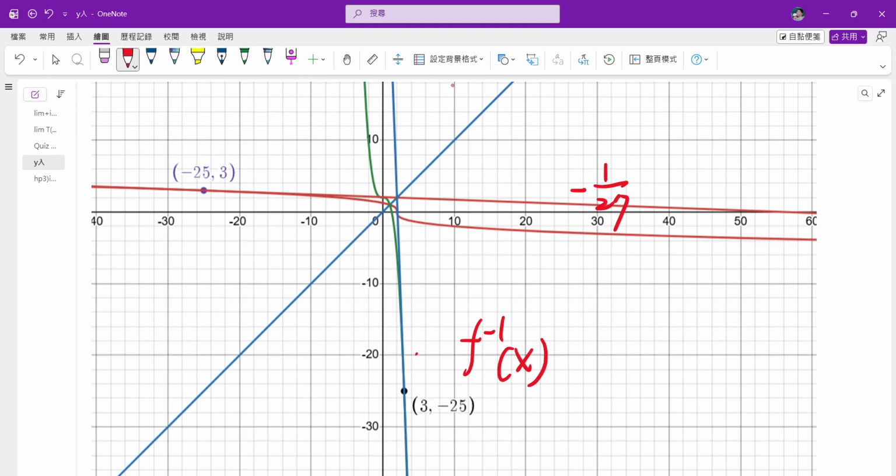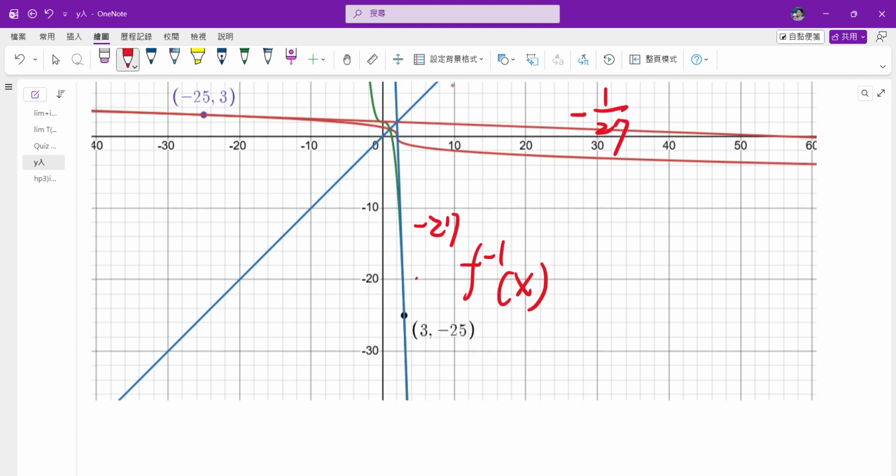the slope is negative 27. I mean the slope of this line. So what is the equation of this line? Actually, we are looking for the equation of this line. It will be y plus 25 equals negative 27 times x minus 3.